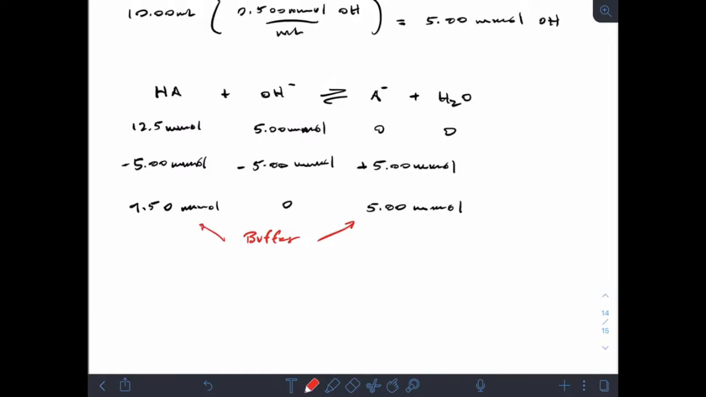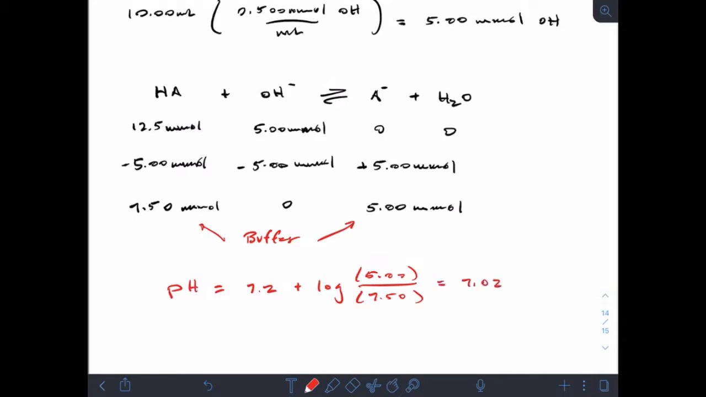So, Henderson-Hasselbalch. So now that I know the equilibrium values for the acid and the conjugate base, I can plug those into the Henderson-Hasselbalch equation. Log of the base over the acid, so log of 5 over 7.5. So at this point in my titration, my pH is now 7.02.